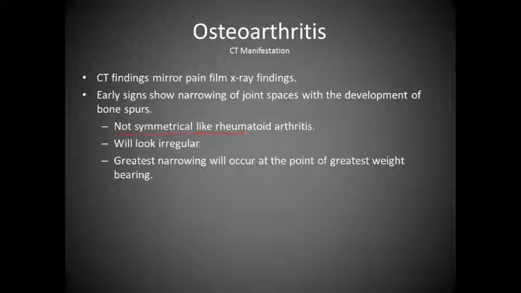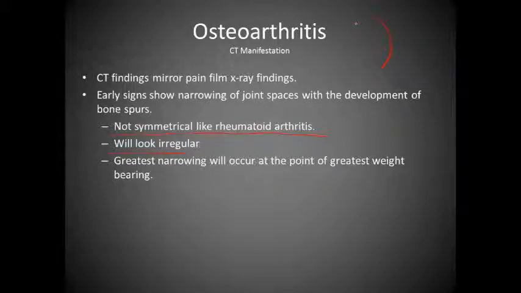As we saw in rheumatoid arthritis, symmetrical means a whole lot. Narrowing of joint spaces in a symmetrical fashion would be characteristic of rheumatoid arthritis. However, if they're not symmetrical, it would be osteoarthritis typically. And they will look irregular.